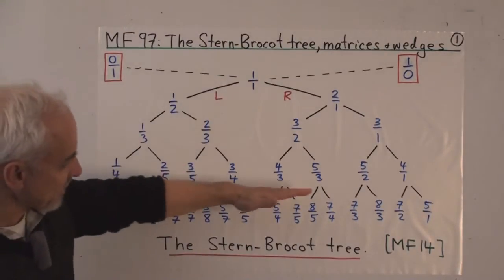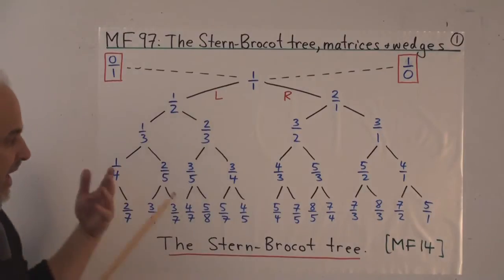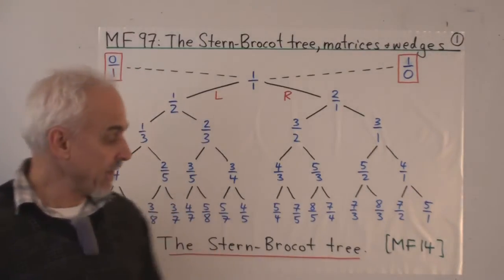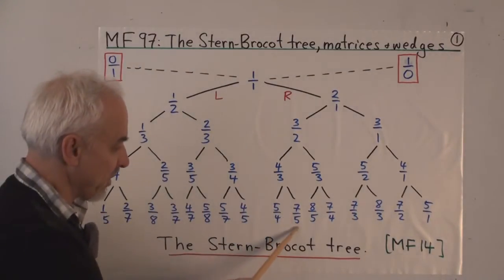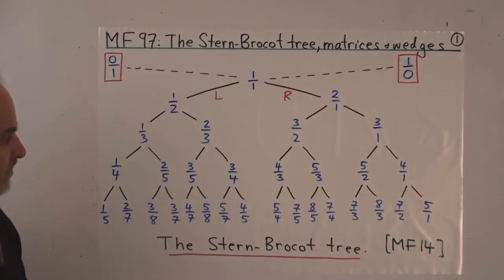So in this tree, which actually keeps on going down and down, there are further and further rows below, every fraction appears exactly once, and it does so in reduced form. So 7 over 5 appears exactly in this spot in the infinite binary tree.